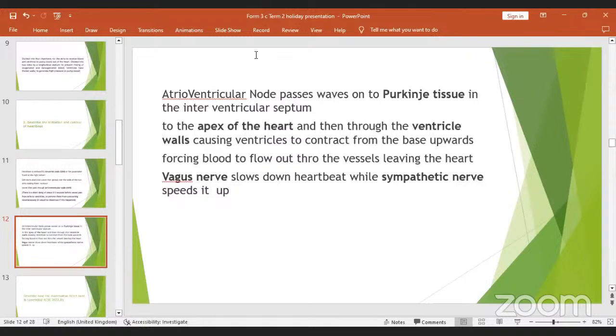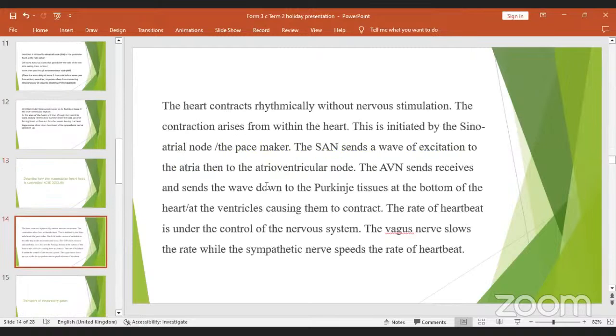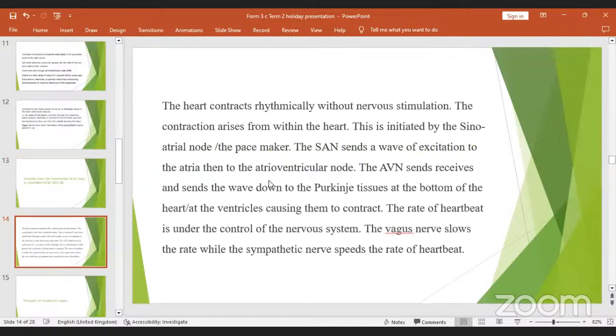The sympathetic nerve speeds up. Okay. So the same question was asked and it caused a lot of problems last year. Question number 8B. And this is how it was supposed to be presented.